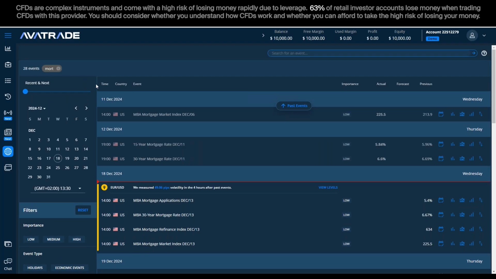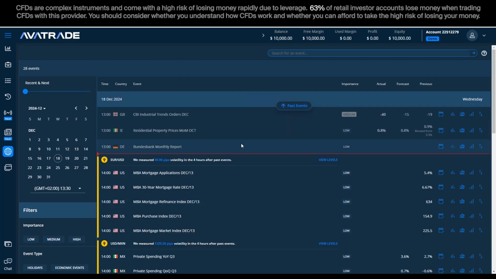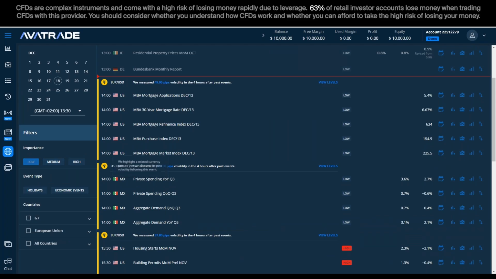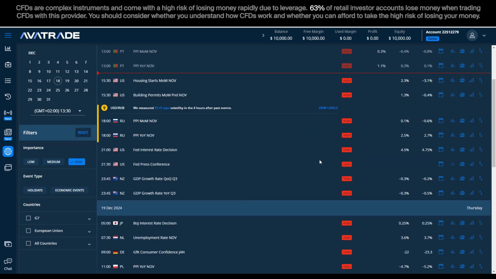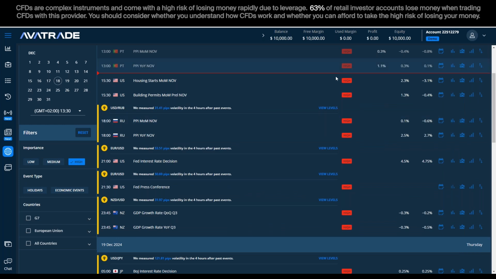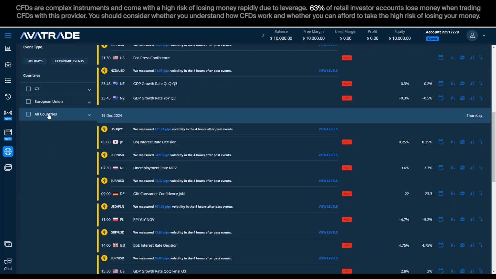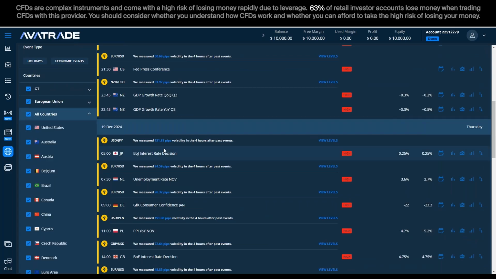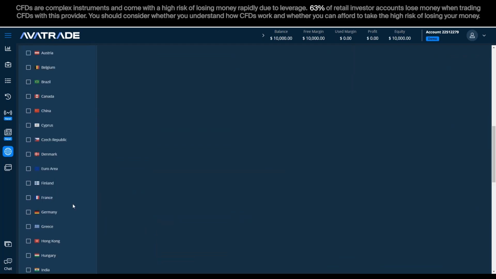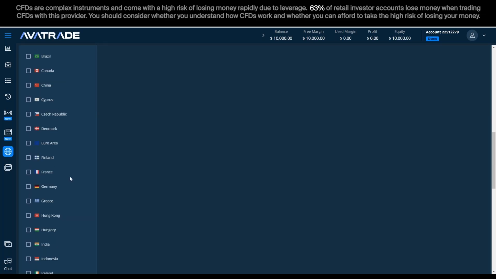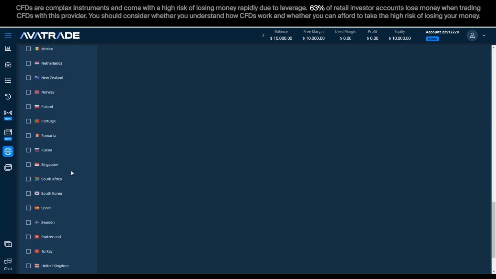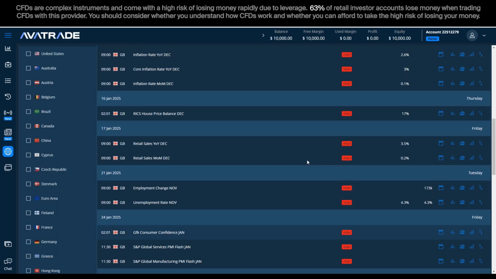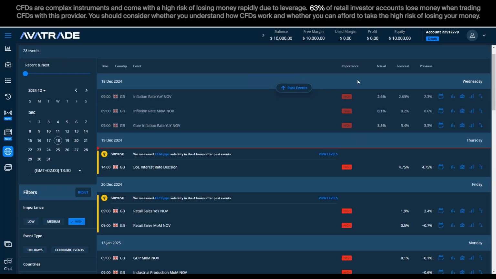If I want the MBA mortgage applications for December, I can specifically find it and see that this is low impact. What if I would like to focus only on the main events and I don't want to see low and medium? I can just click here on high, and only the high impact events will appear here. I can even filter the countries if I want to, just by clicking here on all. Let's go to pound and assume that we only want high impact events for pound. Of course, it's going to show me all the high impact events.